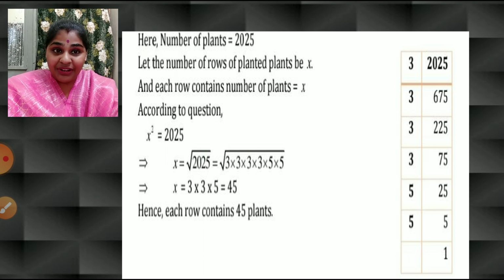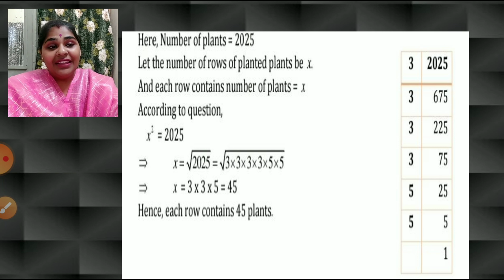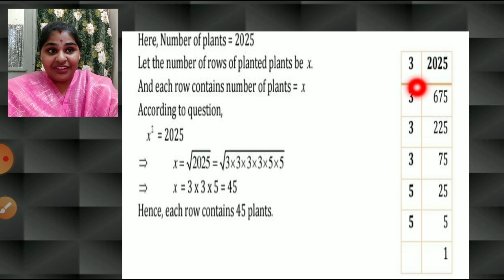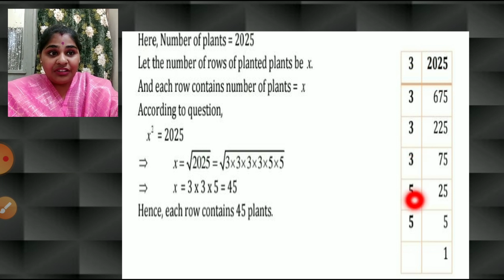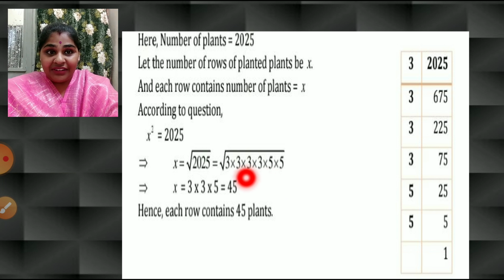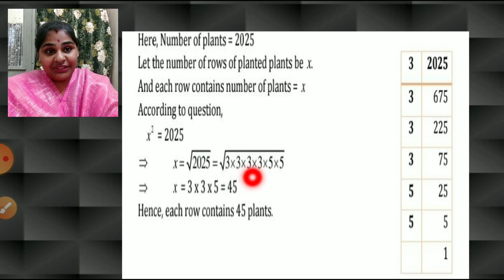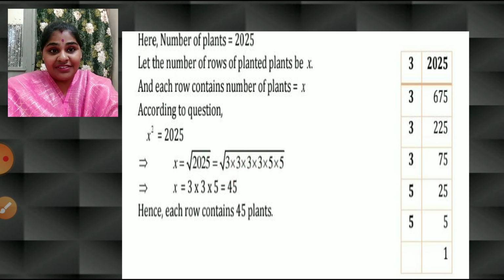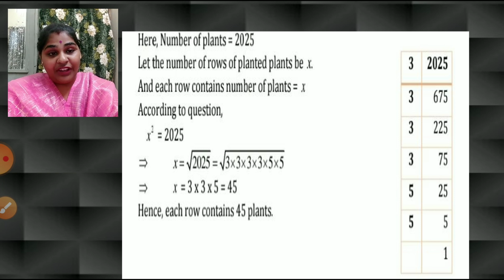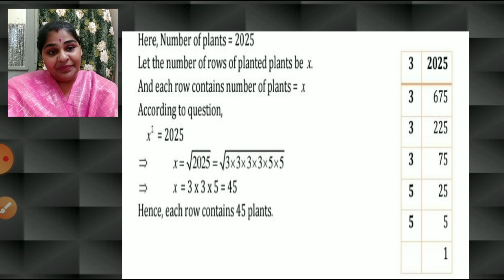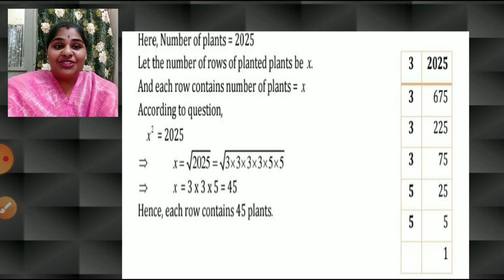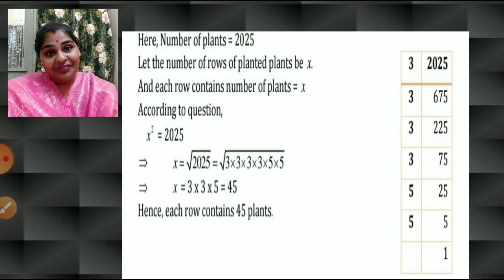When we have to find the x, we will take the square root of 2,025, and then using the prime factorization method, first we factorize the number 2,025. We get all the factors over here. Now writing the factors as 3 into 3 into 3 into 3 into 5 into 5. Now let's start pairing the factors, and let us take one number from each pair. So we get x is equal to 3 into 3 into 5. Hence 3 into 3 into 5 is nothing but equal to 45. So each row contains how many plants? 45 plants.